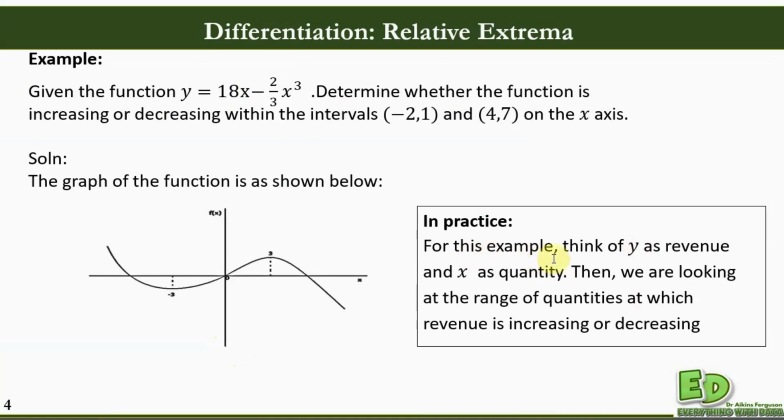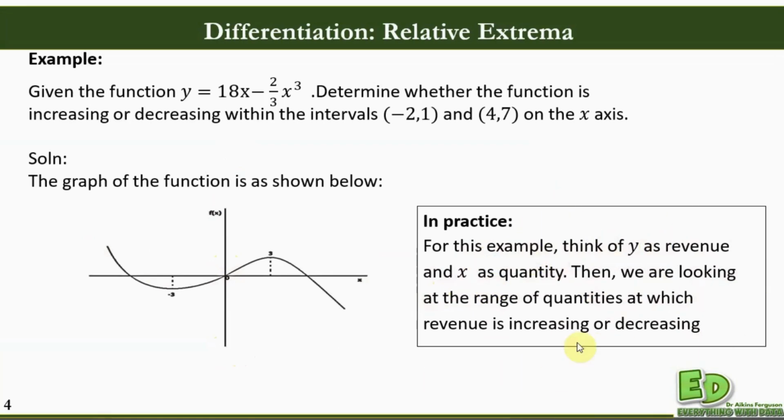For this example, think of y as revenue and x as quantity. So y here is your revenue, and x is quantity. Then we are looking at the range of quantities at which revenue is increasing or decreasing. Remember, as a producer, you could be achieving the highest revenue or the least cost.